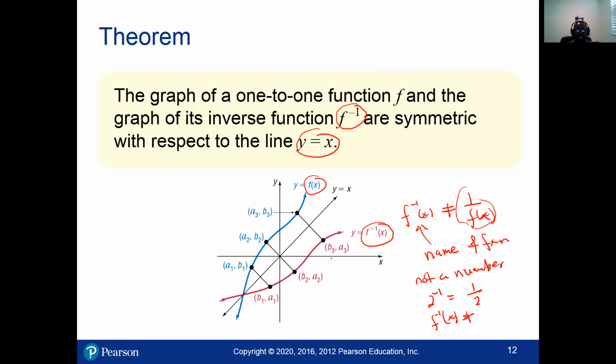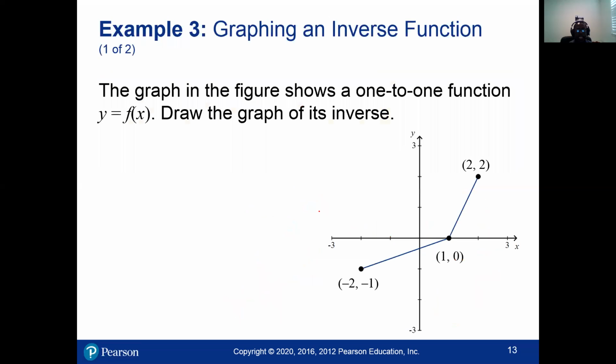So what this theorem is saying is that if I have a graph of y equals f of x, and this is the line y is equal to x, which passes through the origin, it is a reflection. If I reflect this graph of f over the line y is equal to x, then I get the graph of the inverse function.